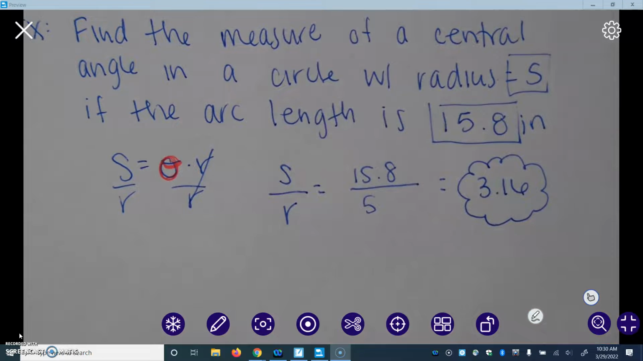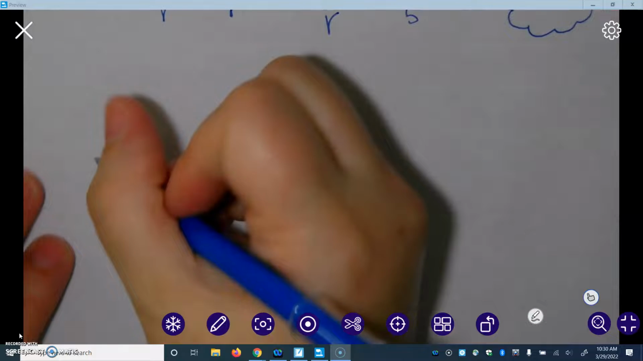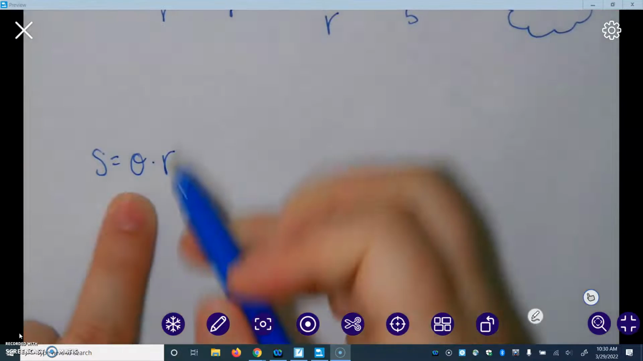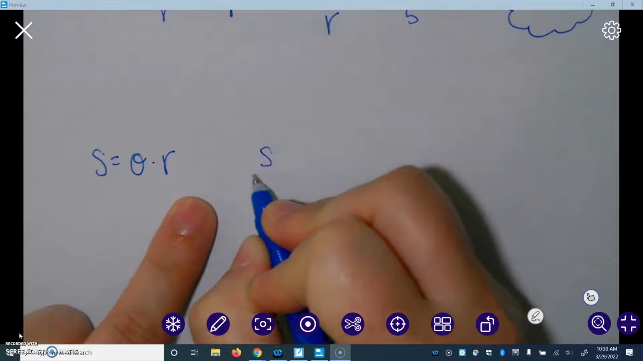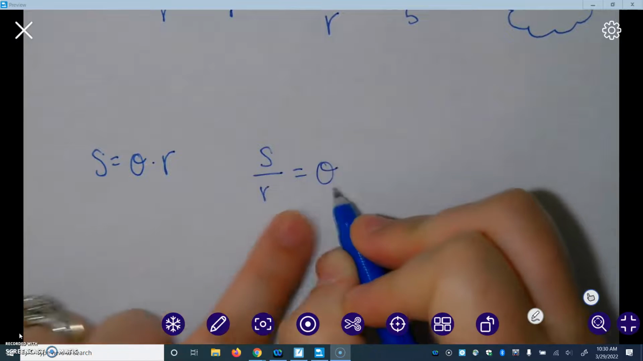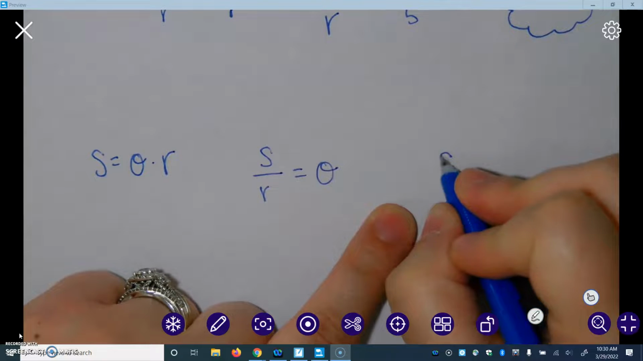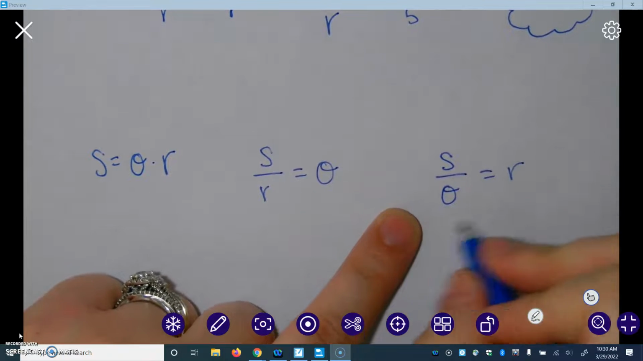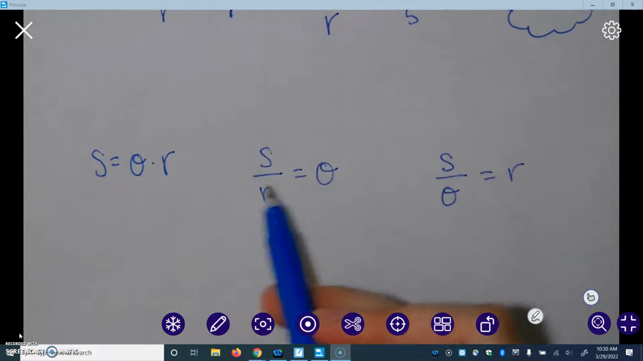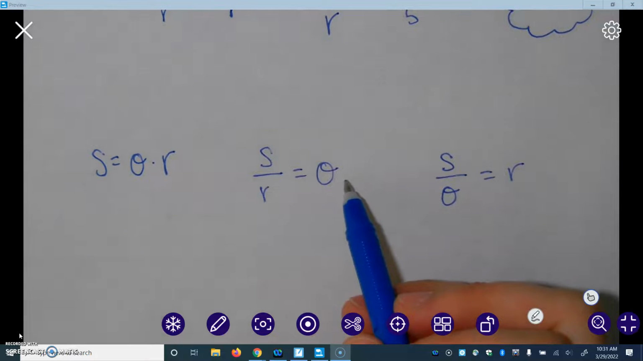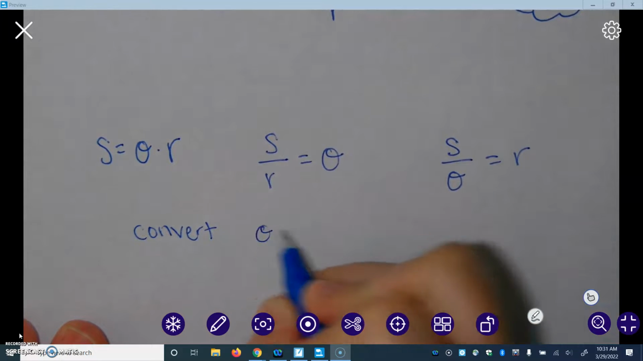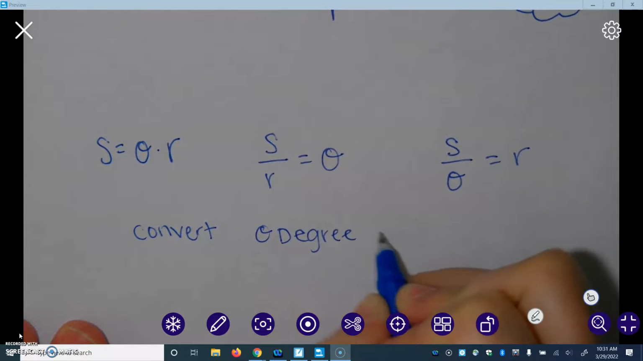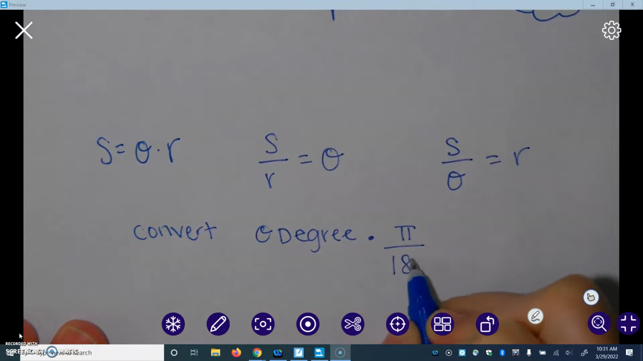All right, so pretty much we're doing that same thing for all of them. I'm either going to do the angle times the radius. I'm going to do the length divided by the radius, and that will give me the angle. Or I'm going to do the length divided by the angle, and that will give me the radius. So you're either multiplying or you're doing the arc length divided by whichever one they give you to solve for the one that's missing. The only other thing to remember is you have to convert. If the angle they give you is in degrees, you have to multiply by pi over 180.